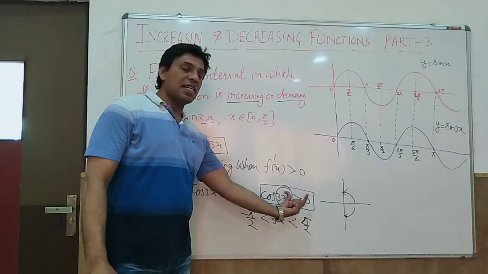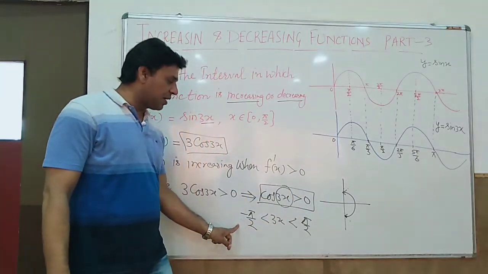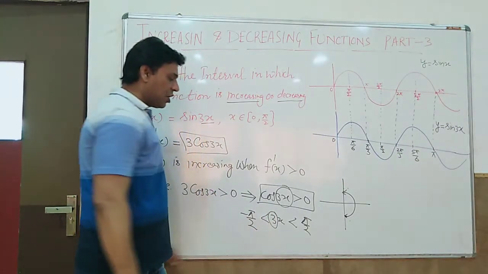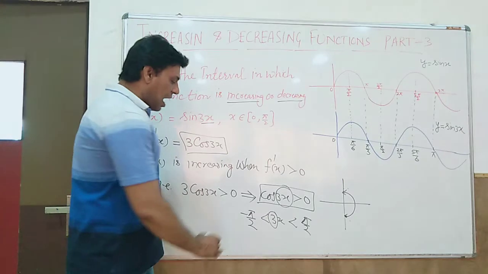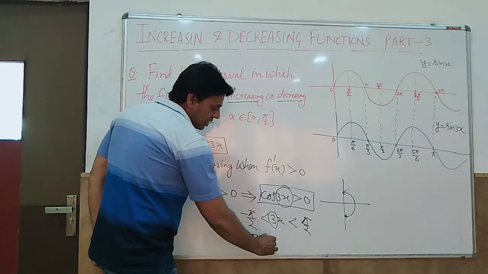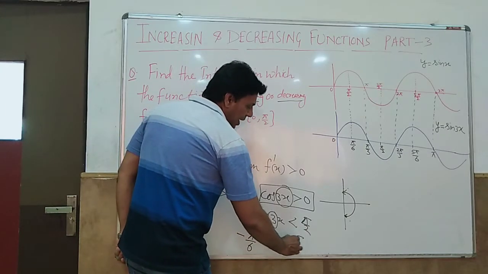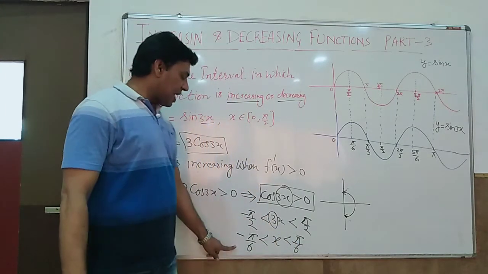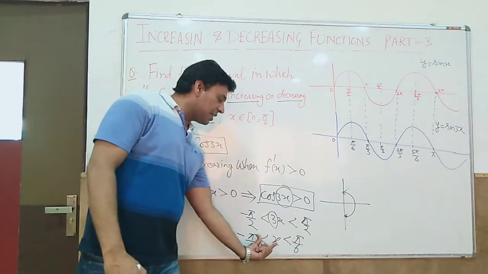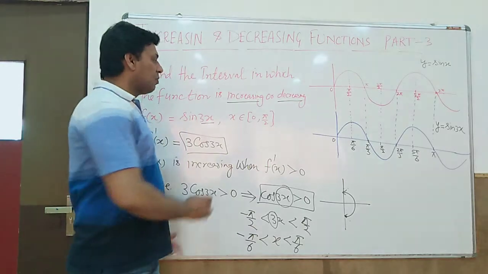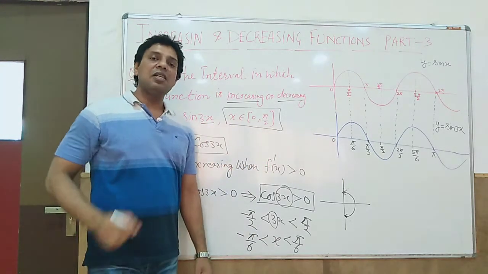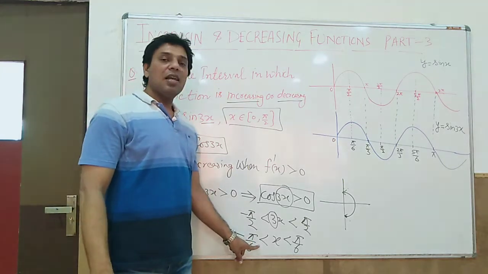Because cos 3x is positive, 3x must be lying between minus pi by 2 and plus pi by 2. Now I am going to divide the inequality by 3. So I will have minus pi by 6 less than x less than pi by 6. It means x is between minus pi by 6 and plus pi by 6. It means in this interval the function will be increasing. But now you have to see the domain. The domain is starting from 0, so the lower limit is 0.